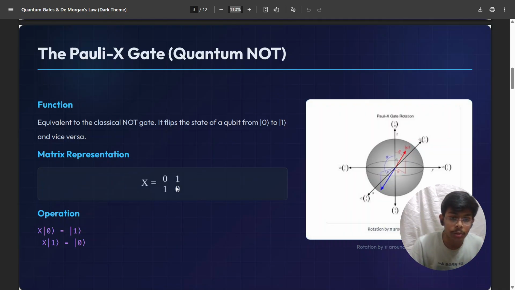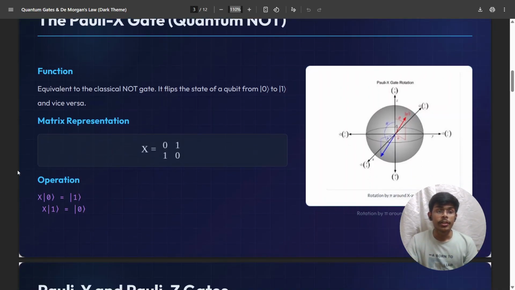Mathematically, we represent the gate as a matrix. Look at the middle of the screen. If you multiply the vector 0, 1 by this matrix, the rows swap and you get 1, 0. On your right, you can see a sphere. This is how we visualize a qubit. The Pauli X gate rotates the state vector 180 degrees around the x-axis. It literally flips the qubit upside down. You can see the operation here.